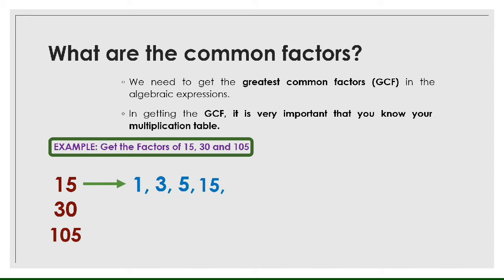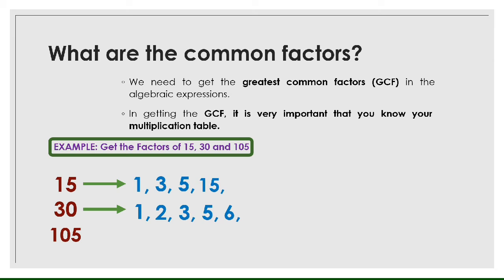Moving on to 30. What do you think are the factors or the divisors for 30? So first we got 1 again, because 30 divided by 1 is equal to 30. And we also got 2, because 30 divided by 2 is equal to 15. We also have 3 because 30 divided by 3 is equal to 10. And we also got 5, because 30 divided by 5 is equal to 6.